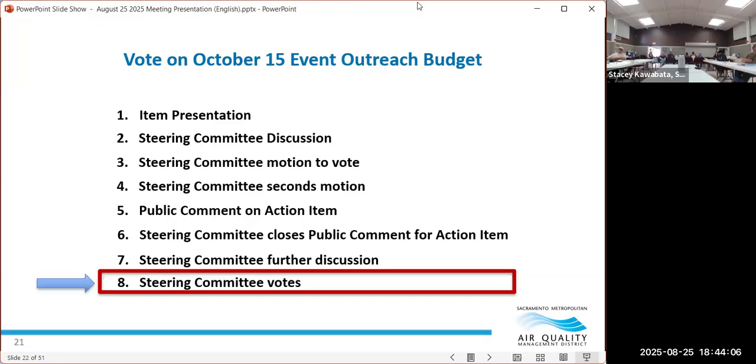Okay, now we can go ahead and vote. And once again, this vote is to approve the $2,000 remaining from the $12,500 outreach funds to purchase items for the October 15th event, which potentially can take place at La Familia and or Fruit Ridge Community Center at 4,000 Fruit Ridge Road.